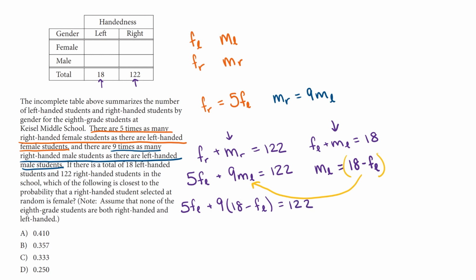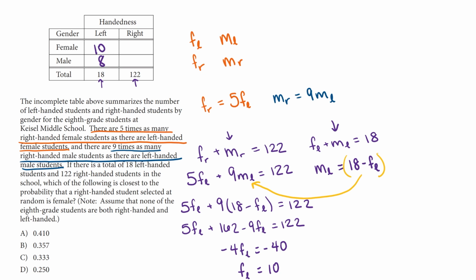And we can start to solve. So we'll distribute our 9. We get 5FL plus 162 minus 9FL equals 122. Keeping our variables on the same side, moving our 162 to the other side, we get negative 4FL equals negative 40, which means the number of female left-handed students is equal to 10. So we can start to fill in our chart here. So if we know that there's 10 female left-handed students, then there's 8 male left-handed students.